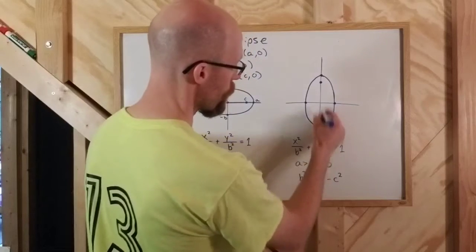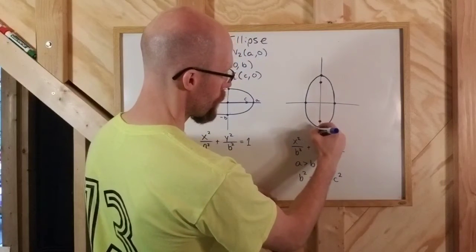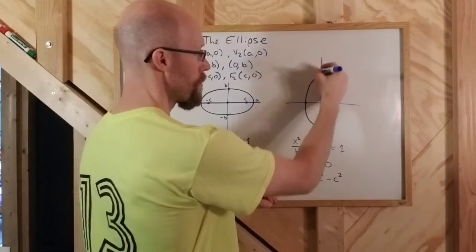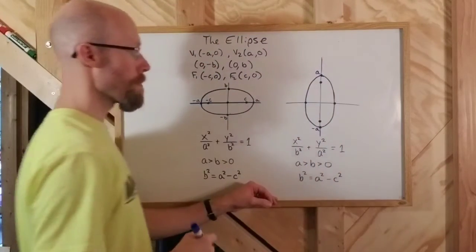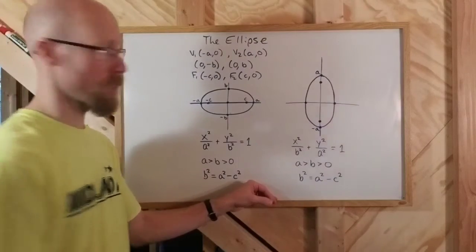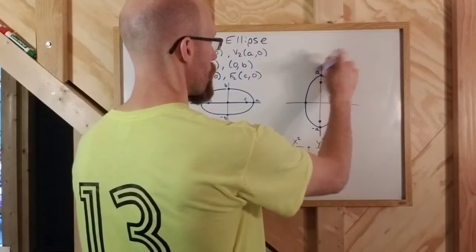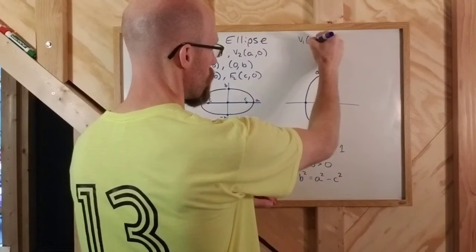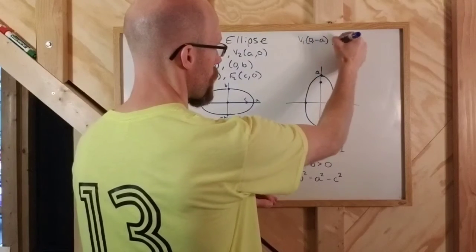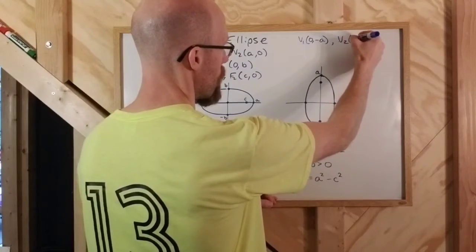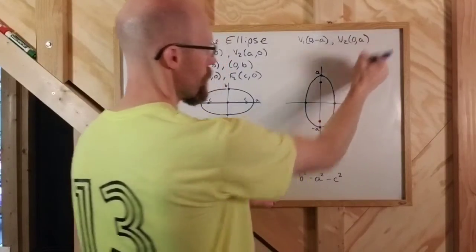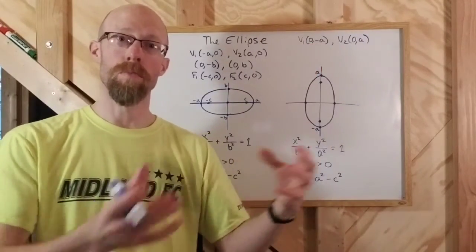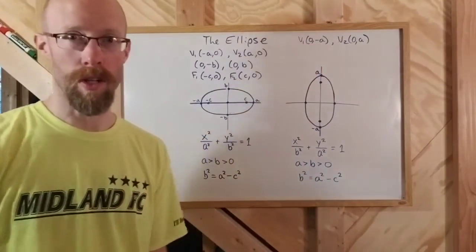So the vertices, we'll call them V1 down here in the bottom. That's going to be at negative A in the Y direction, and vertex 2 is going to be at positive A in the Y direction. So if I write these out, vertex 1 would be at 0, negative A, and vertex 2 would be at 0, positive A. So the value for A is just going to be in the other coordinate, the Y coordinate now.